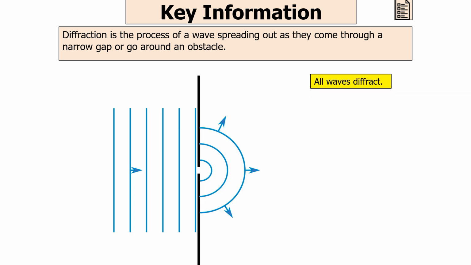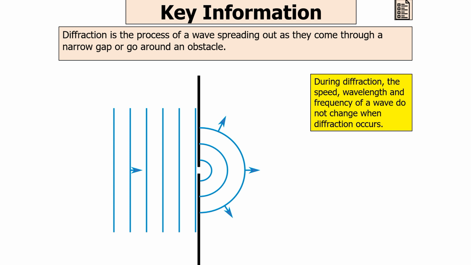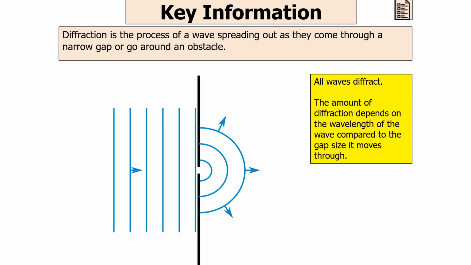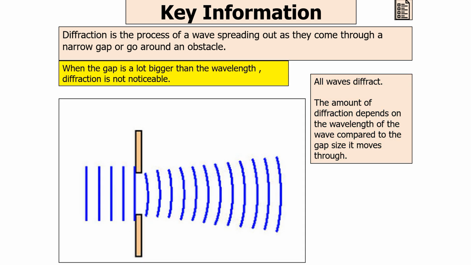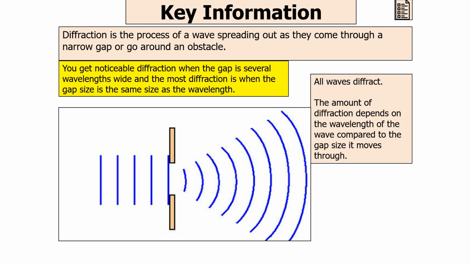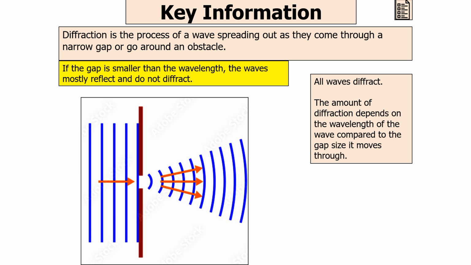Now all waves will diffract. During diffraction, the speed, the wavelength and the frequency of a wave do not change. The amount of diffraction depends upon the wavelength of the wave compared to the gap size it moves through. When the gap is a lot bigger than the wavelength, diffraction is not noticeable. You do get noticeable diffraction when the gap is several wavelengths wide, and the most diffraction is when the gap size is the same size as the wavelength of the wave. If the gap is smaller than the wavelength, the waves mostly reflect and do not diffract.